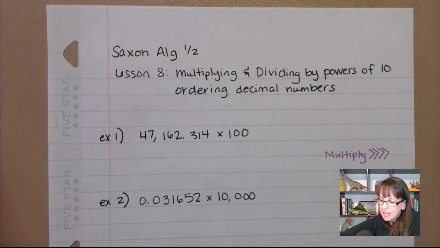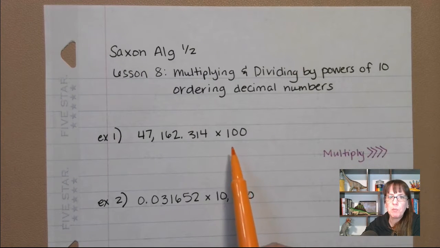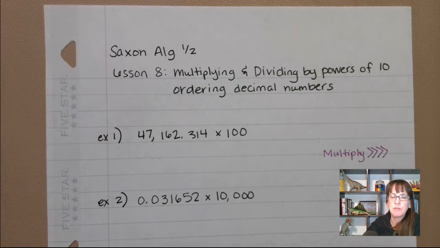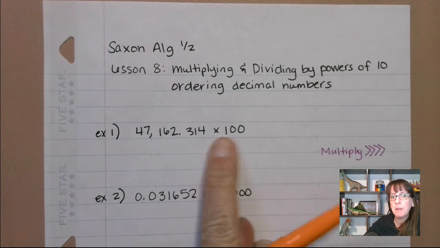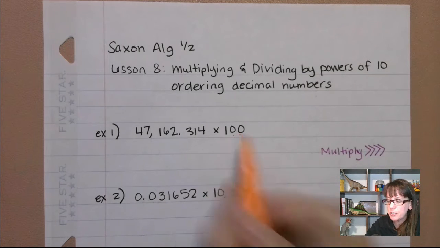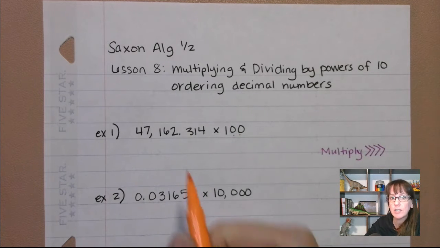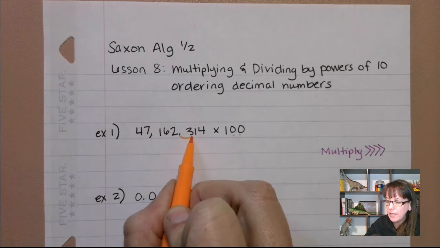Today we're talking about lesson 8, multiplying and dividing by powers of 10 and ordering decimal numbers. The first thing is, when we're multiplying by powers of 10, meaning 10, 100, 1000, 10,000, 100,000, all of that, it's really nice because we just need to move the decimal. In this case, we're multiplying by 100. We have 2 zeros. That means we take our decimal and we move it 2 times.